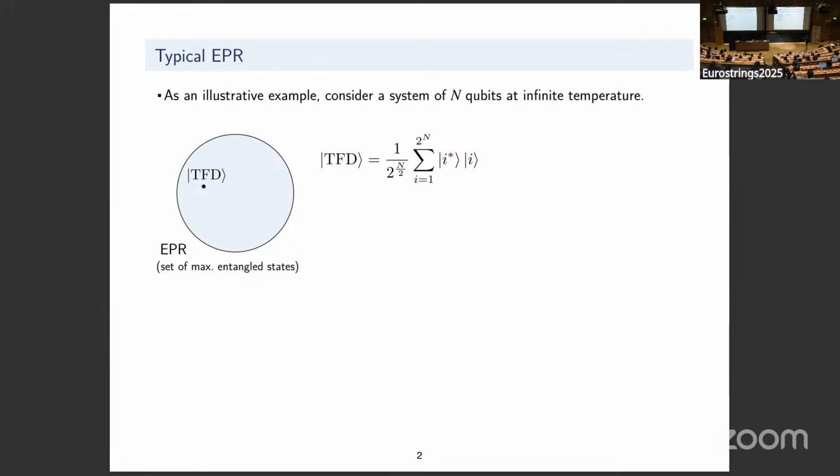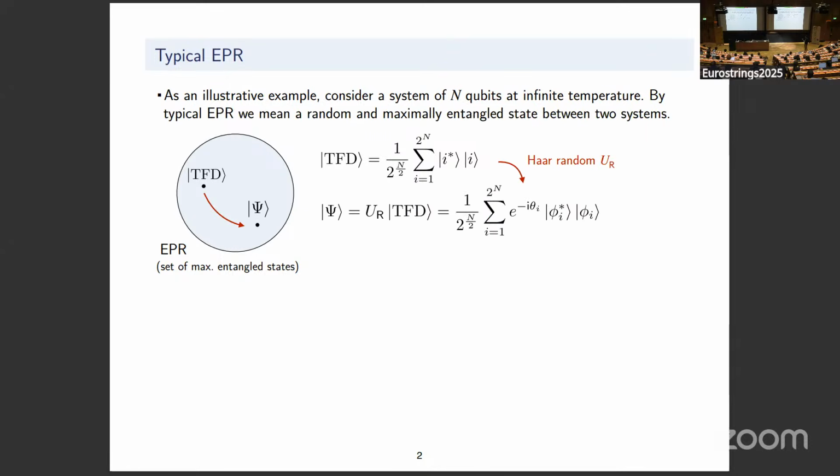In particular, the infinite temperature thermofield double has this particular wave function in the energy basis. So you see that it's diagonal. These i's are the energy eigenstates of some Hamiltonian. And one property is that the wave function is diagonal, and moreover, it doesn't contain any phases. So this is a canonical purification of a thermal state, in the sense that if you compute the reduced density matrix to one of the two systems of qubits, you get a maximally mixed state, which is the infinite temperature Gibbs state.